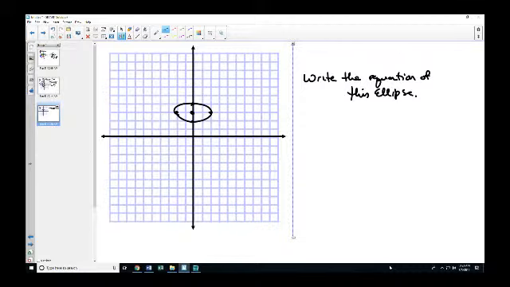Jerry, did you get it? No. Why not? What's the value for A? That's what I'm trying to figure out. A is half the major axis. What's the value for A? Okay. Christian, what's the value for B? Half the minor? Yep. Okay. And Dylan, what's the center? 0, 3. Okay, so what's the equation?